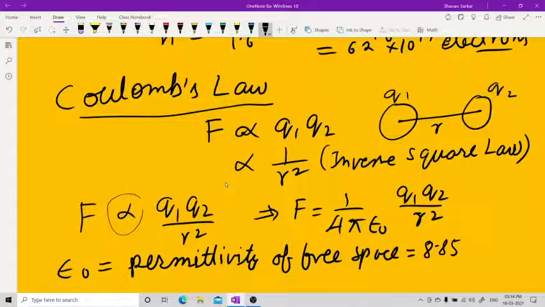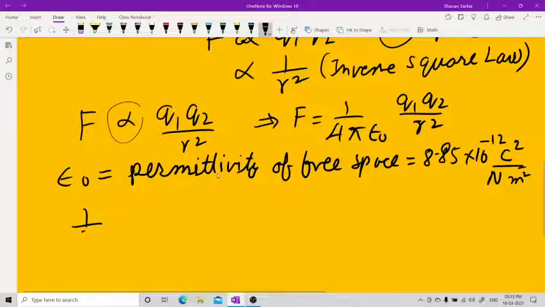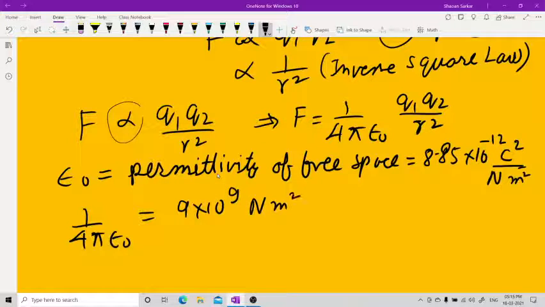8.85 into 10 to the power of minus 12 coulomb square Newton inverse meter square. And 1 by 4 pi epsilon naught is nothing but 9 into 10 to the power of 9, Newton meter square per coulomb square. This is the thing. So this you already know in your smaller classes.